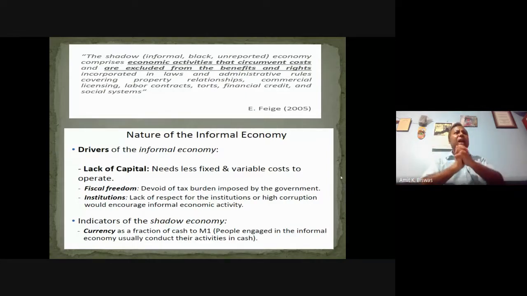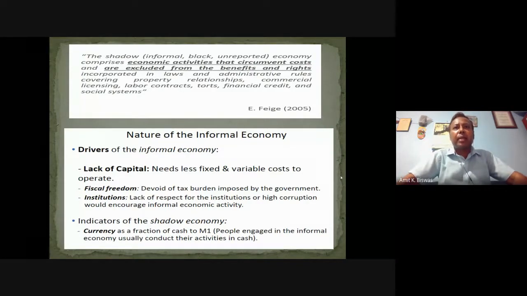Now, what is the shadow or informal or black or unreported economy? If you want to tag it with the environmental stuff, the shadow economy comprises economic activities that circumvent the costs and are excluded from the benefits and rights incorporated in the laws and administrative rules covering property relationships, commercial licensing, labor contracts, torts, financial credit, and of course the social system. This is the famous comment by Page in 2005, one of the IMF staffers.